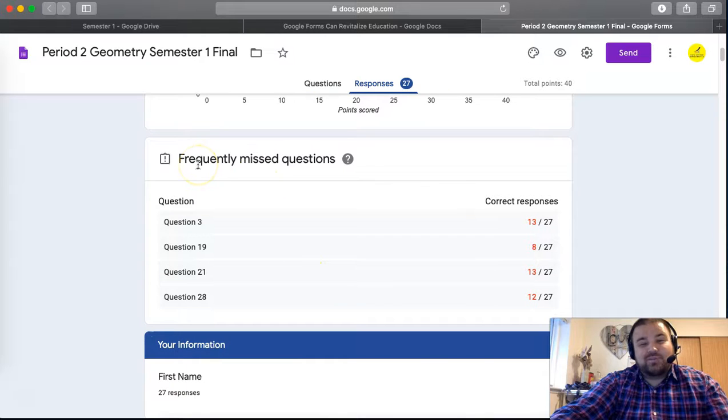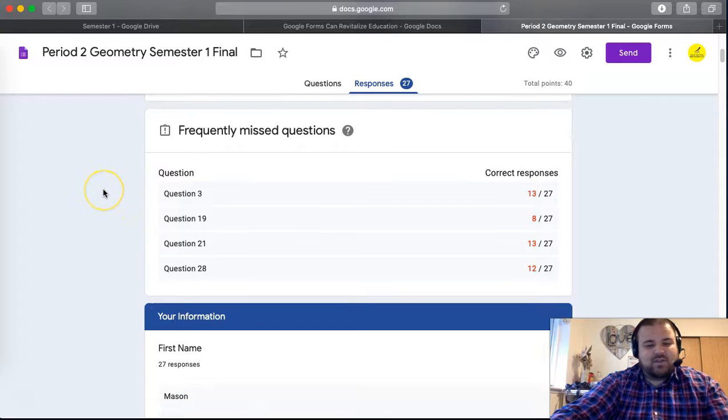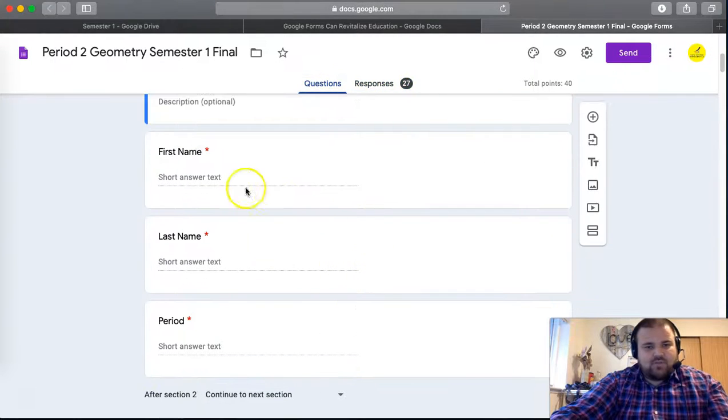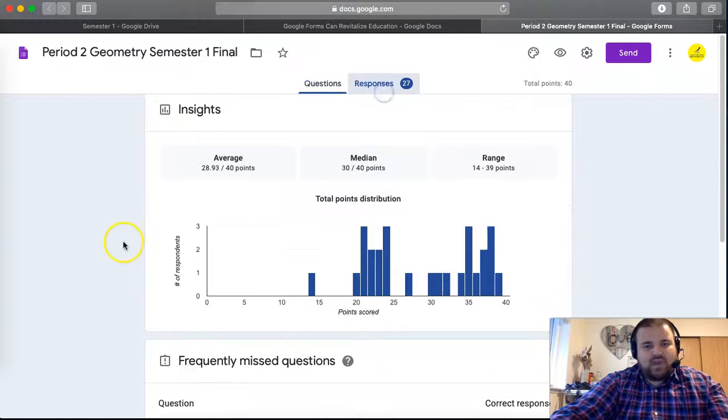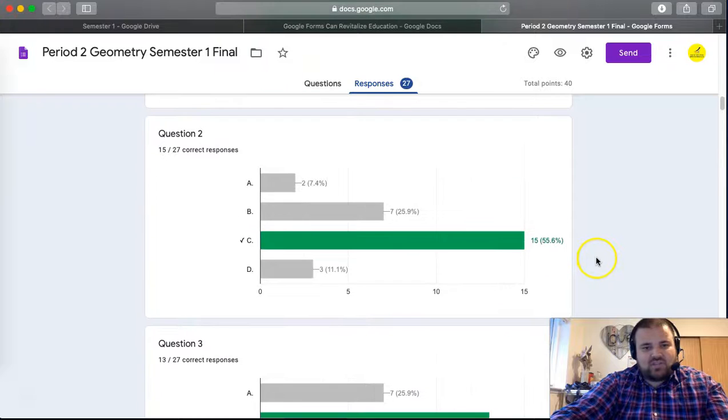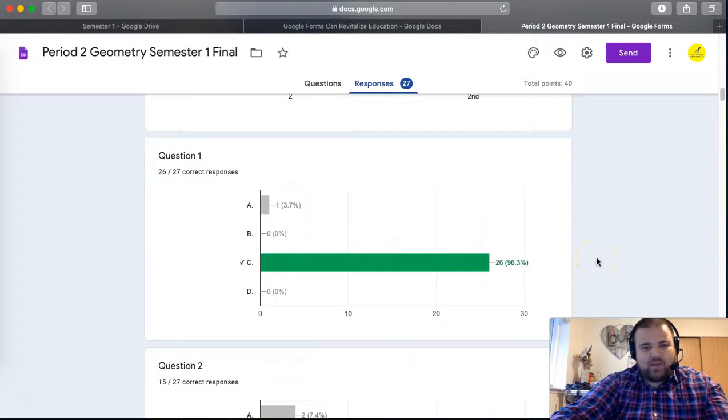The summary as a whole gives you some good information. It tells you the most frequently missed questions. So for a semester final, that was very helpful, or for a summative assessment, that's very helpful in general. The way that my quiz is set up is I have first name, last name, period, so it will gather that information. In the summary, you'll be able to see all of it. But then eventually, when you scroll down, you'll be able to see by question.